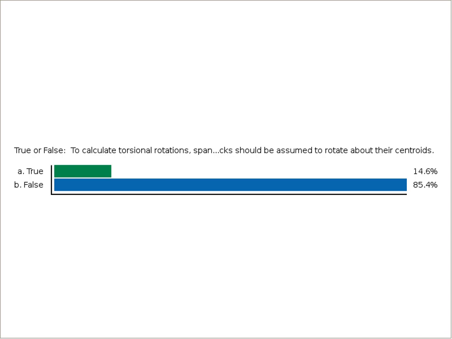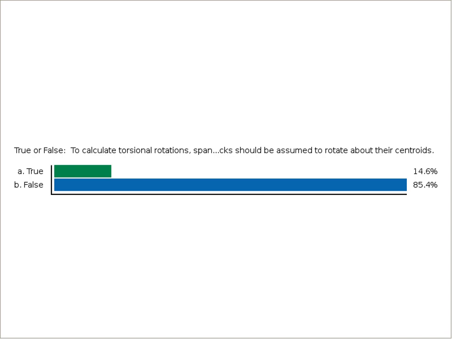As I mentioned, the top flange of the beam is laterally restrained by its attachment to the slab, or in some cases to roof deck, so that it can't laterally displace, and so that we are assuming that the beam is forced to rotate about that attachment. So it does not rotate about its centroid, it rotates about the center of its top flange.